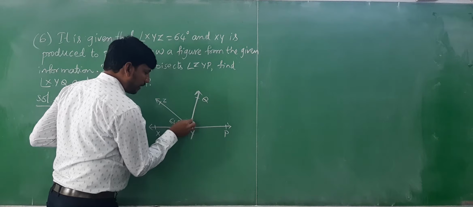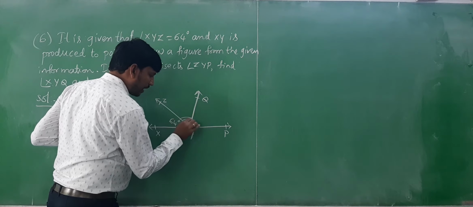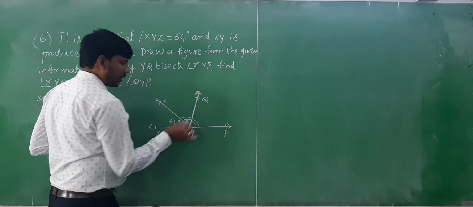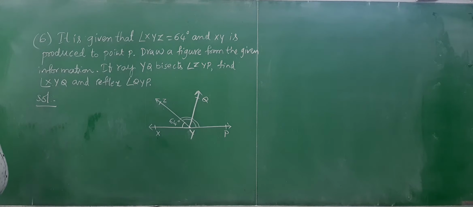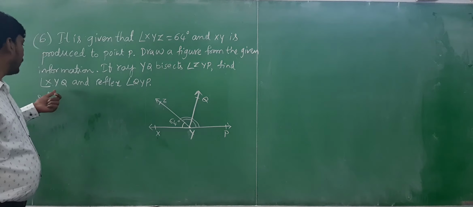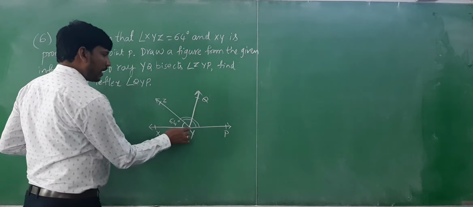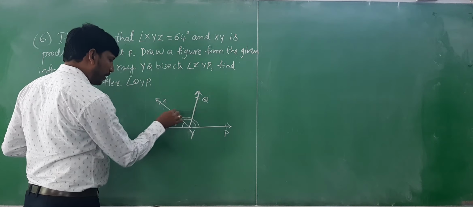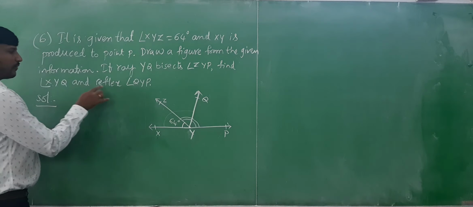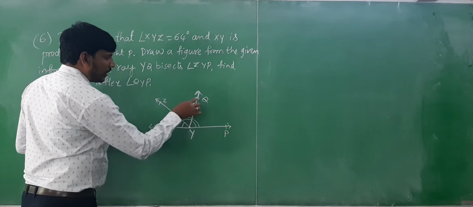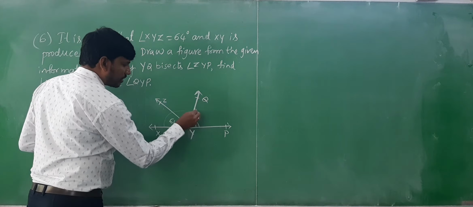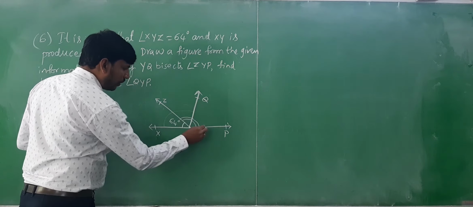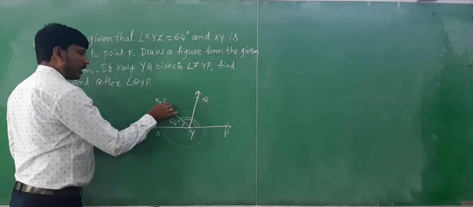YQ is bisected, which means these two angles are equal. Then find the angle XYQ, meaning this total angle we need to find out. And the reflex of QYP. QYP, this is reflex, meaning this total angle we need to find out, from here to here.